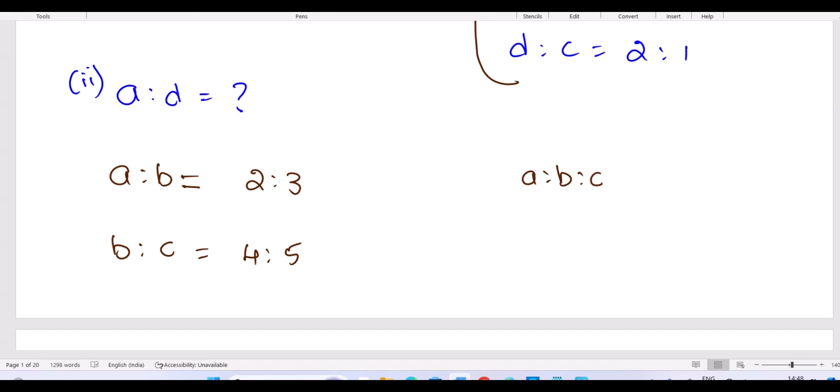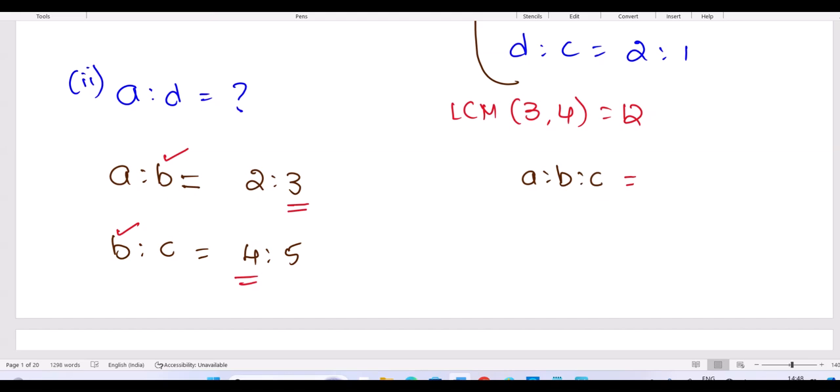Traditional method only. So how to calculate A, B, C, D: see here and here, what is the letter at the first one's ending? B, and the second one's starting, B. Both are the same letter, but the values are different. If you want to join, first make sure the same letter carries the same value in the same position. So B should carry the same value in both ratios. For that, you should take the LCM of those values. LCM for 3 and 4 is 12. If suppose this is 6 and 8, the LCM is 24, so I need to maintain 24 here and here.